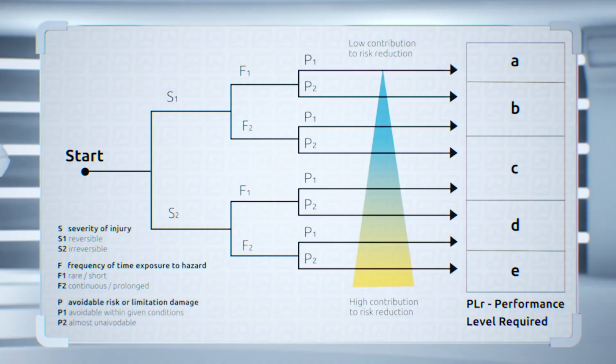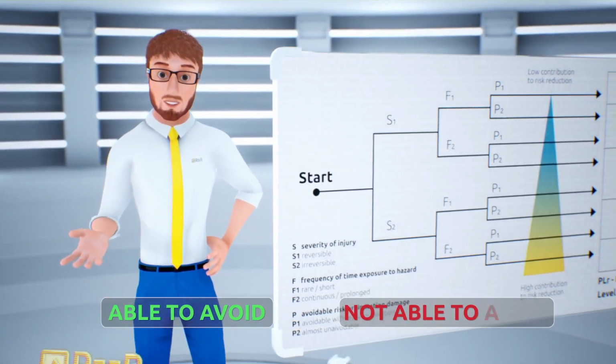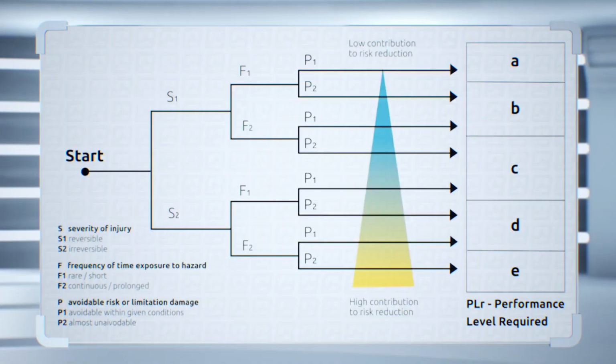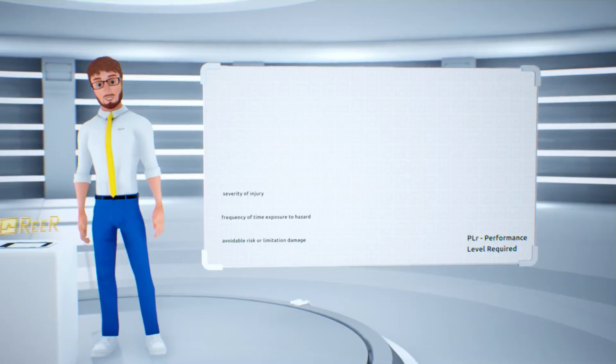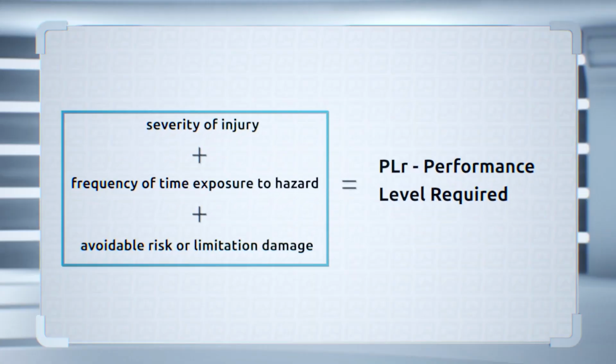3. Is the operator able to avoid the risk or not? In some cases, it may be possible under certain conditions, in other situations, it may be unavoidable. The combination of these three factors defines the performance level required for the machine to be considered safe.